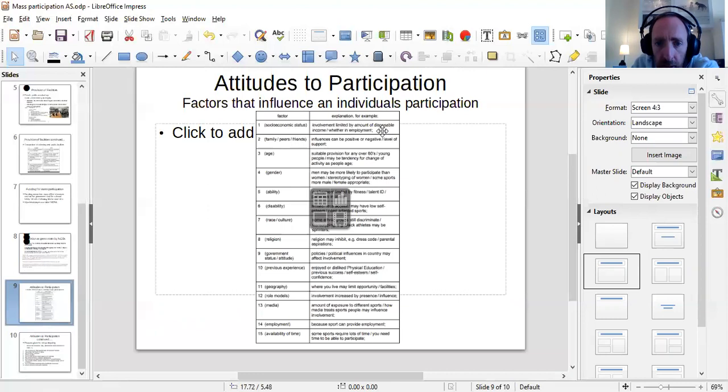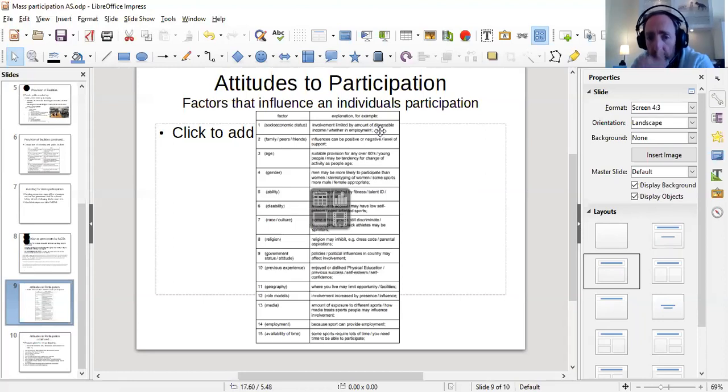Affected by disposable income. Disposable income is the money that you have for luxuries, beyond your core expenses that you must pay: your bills, your food costs, etc., your necessities for living. What you're left with is your disposable income. And whether you're in employment or not, obviously, as well. So that will affect people's participation.